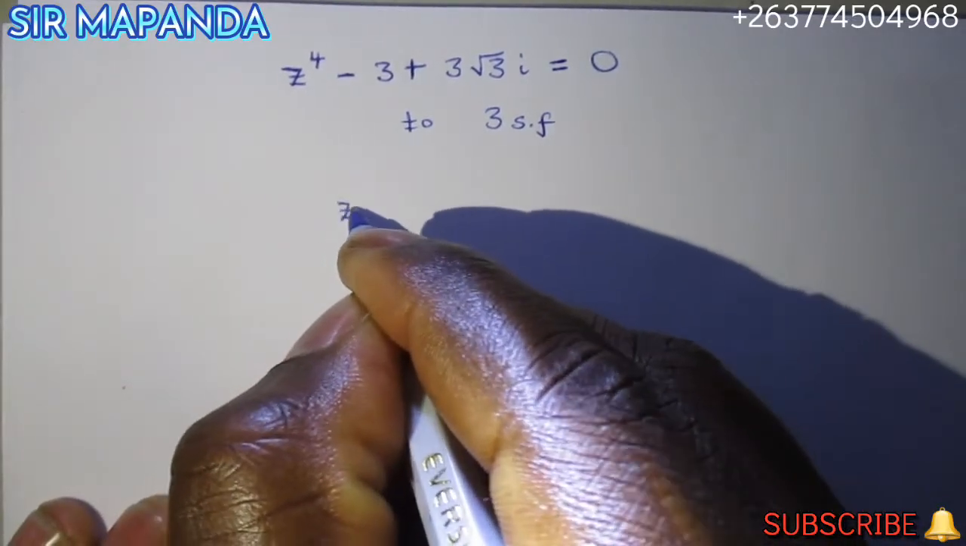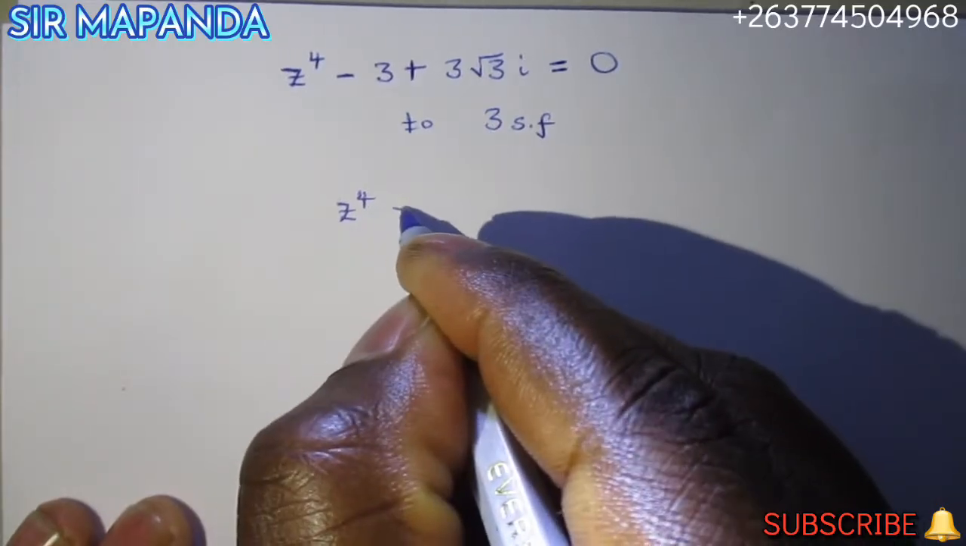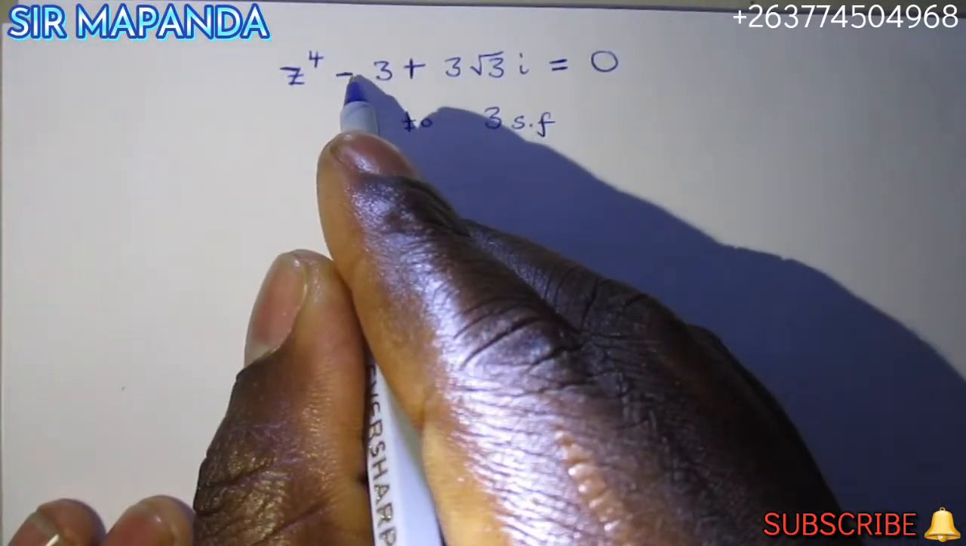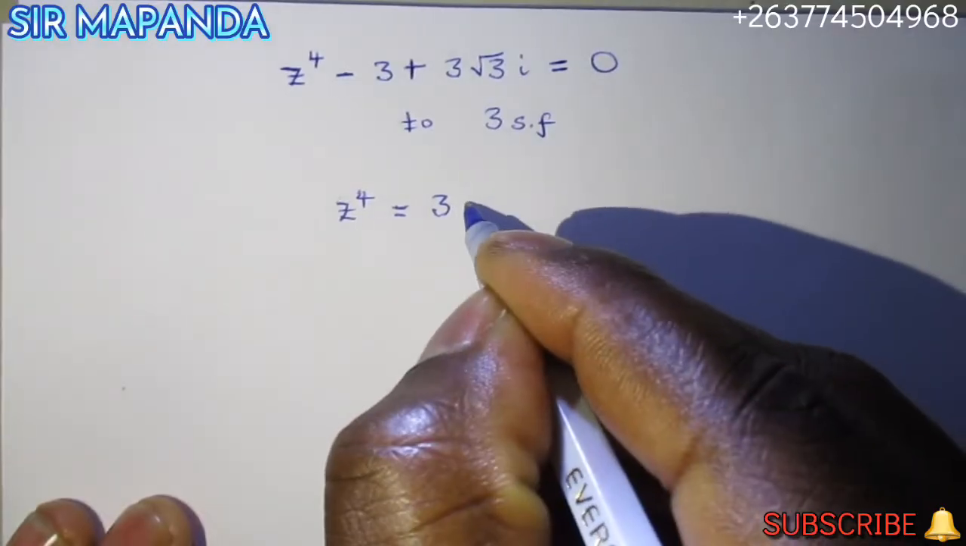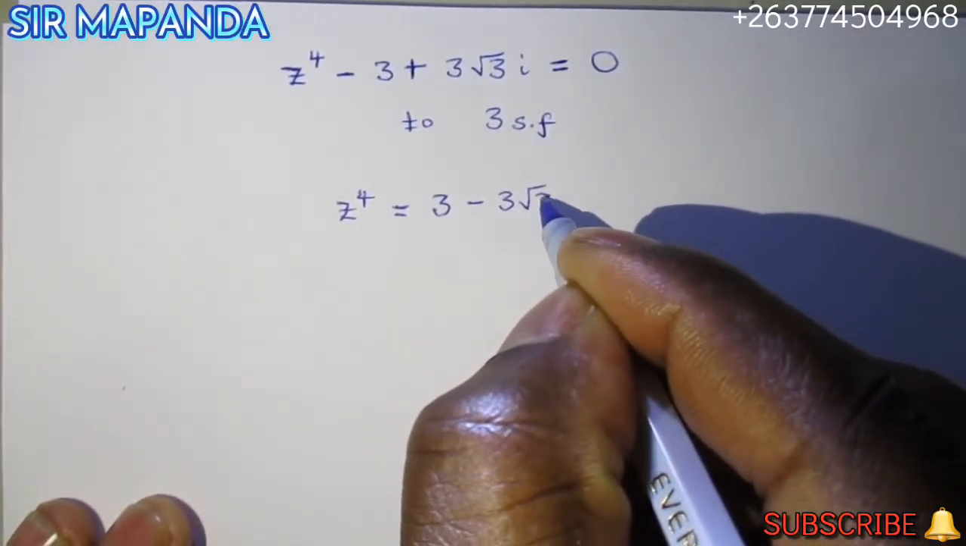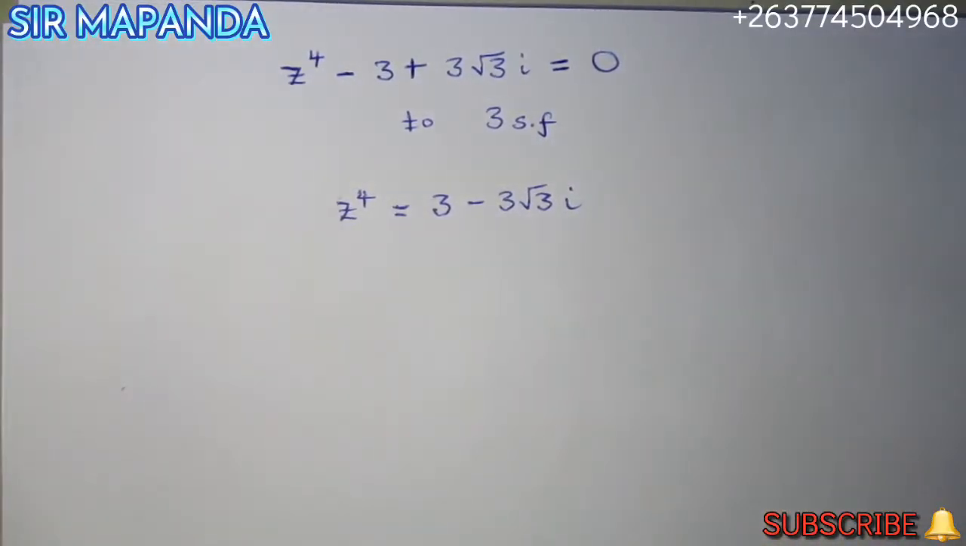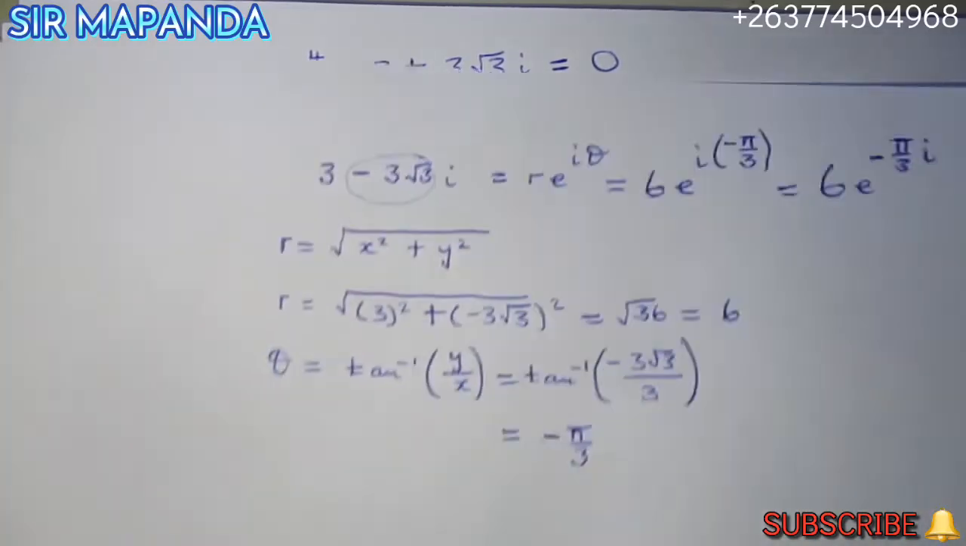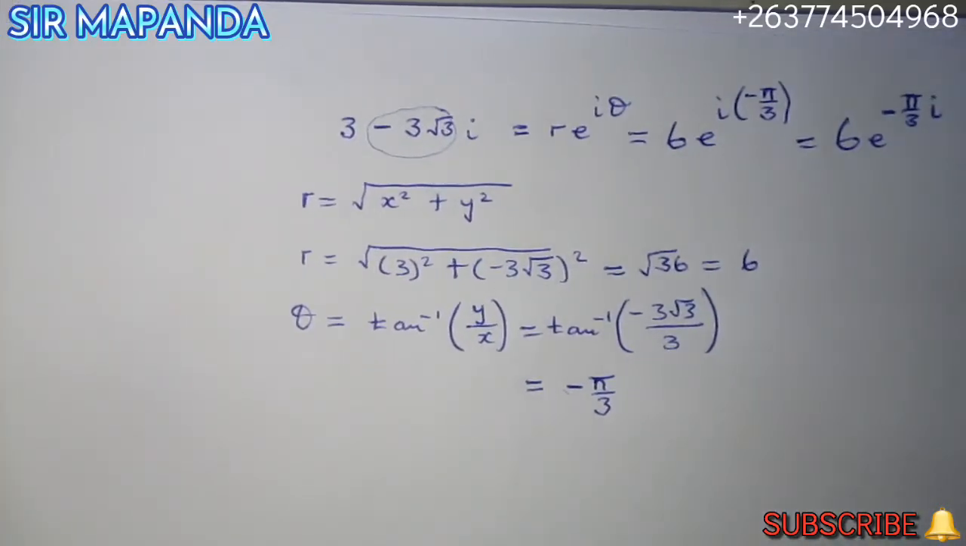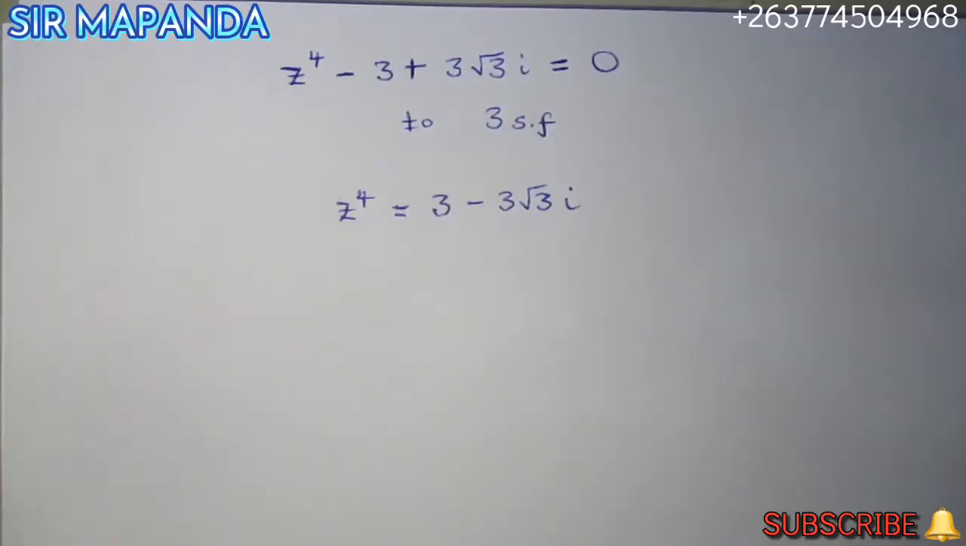So z to the power of 4 becomes, if you move minus 3 to the right, you get positive 3 minus 3 root 3i, something like this. This is your first stage. And the good part is 3 minus 3 root 3i is the complex number that we were given in part 1. And we identified that the modulus is 6 and the argument is minus pi over 3. I hope you are following. Right. So what is the way forward?